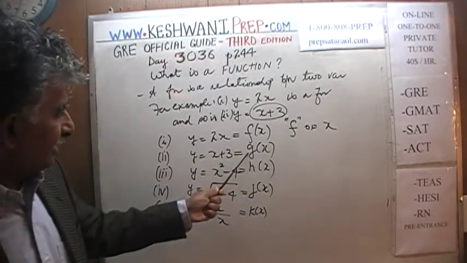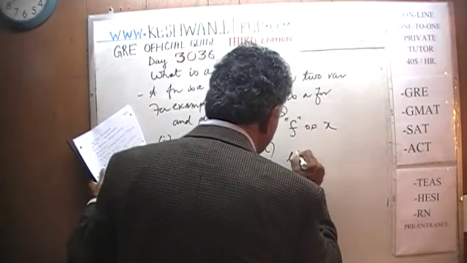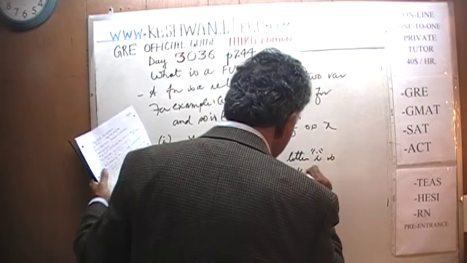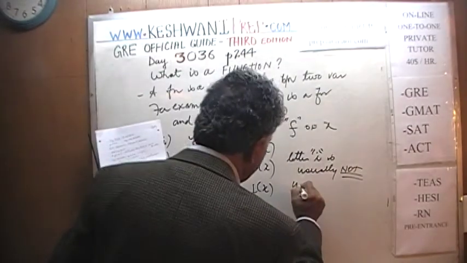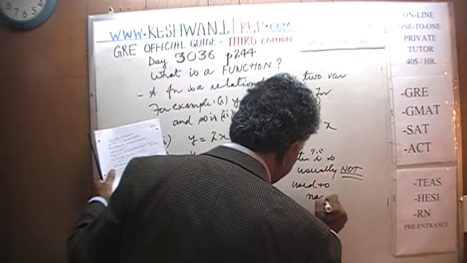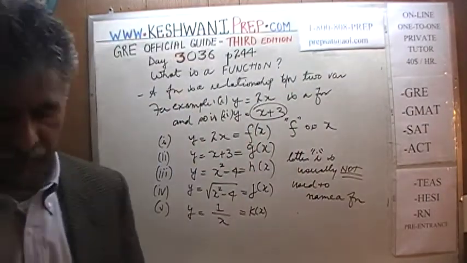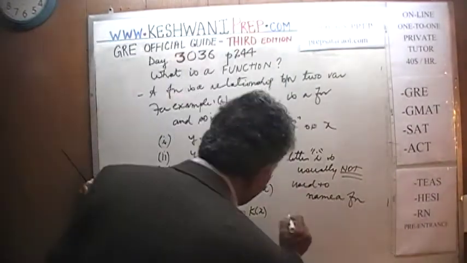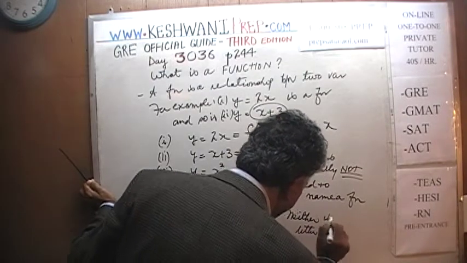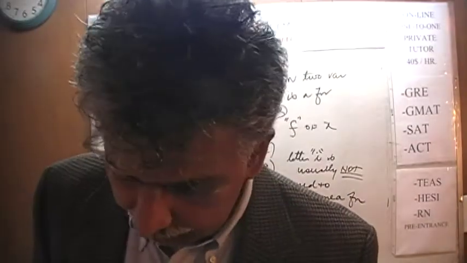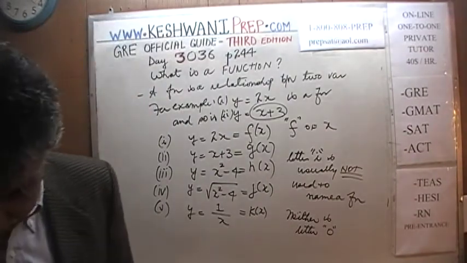Notice that we went from F to G to H. There is no I. Letter I is missing. Letter I is usually not used to name a relationship, which is the same as saying to name a function. Neither is letter O. For a very clear reason, obviously, because it confuses us with the quantity zero. So there we go. Let's talk about the next concept.